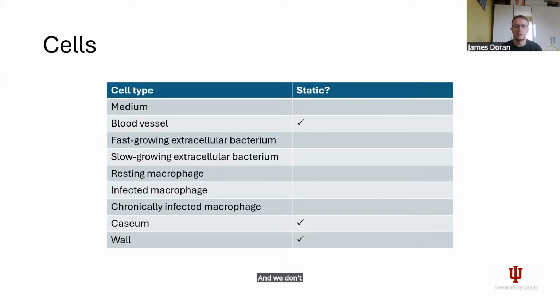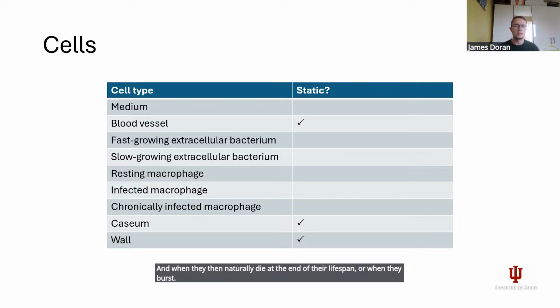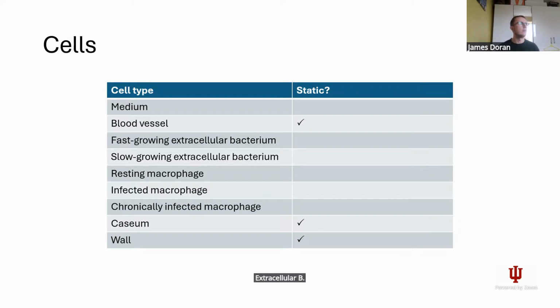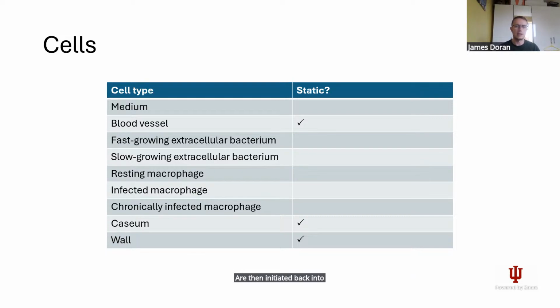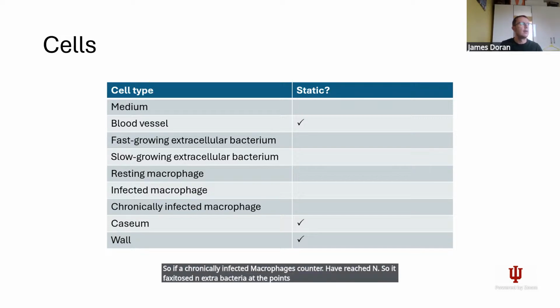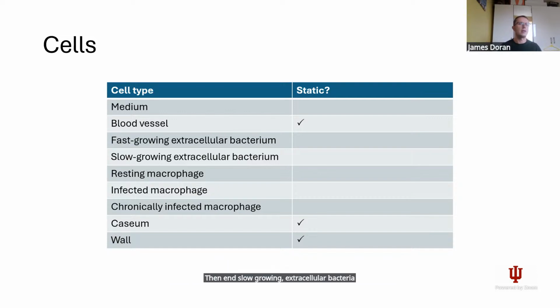And we don't explicitly represent intracellular bacteria in our model, but rather for each infected macrophage or chronically infected macrophage, we keep a counter of how many bacteria they have phagocytosed. And when they then naturally die at the end of their lifespan, or when they burst, then extracellular bacteria, based on the quantity of the counter, the number that the counter had reached at the point where the macrophage died, are then initiated back into the domain in a slow-growing state. So if a chronically infected macrophage's counter had reached N, so it phagocytosed N extracellular bacteria at the point it naturally died, then N slow-growing extracellular bacteria would then be reinitiated back into the domain to capture the intracellular bacteria going back into an extracellular state.